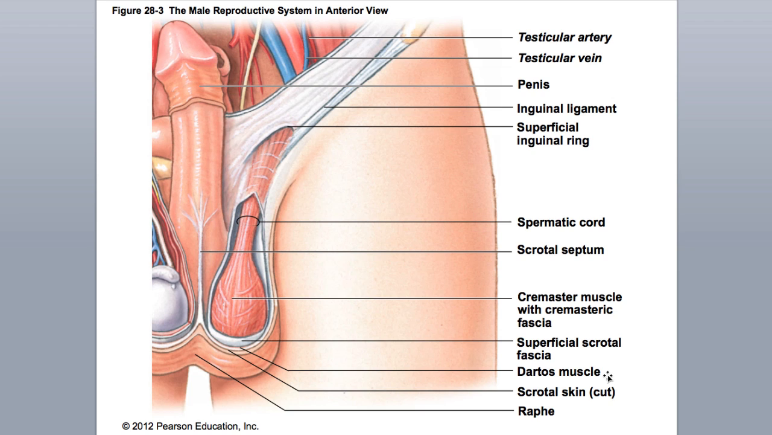So as you can tell from both the cremaster muscle and the dartus muscle, temperature of the scrotal sac is important. You don't want it too cold and you don't want it too hot. It has to be like Goldilocks, just right. So the temperature of the scrotal sac is maintained partially by the cremaster muscle and the dartus muscle. Next slide.